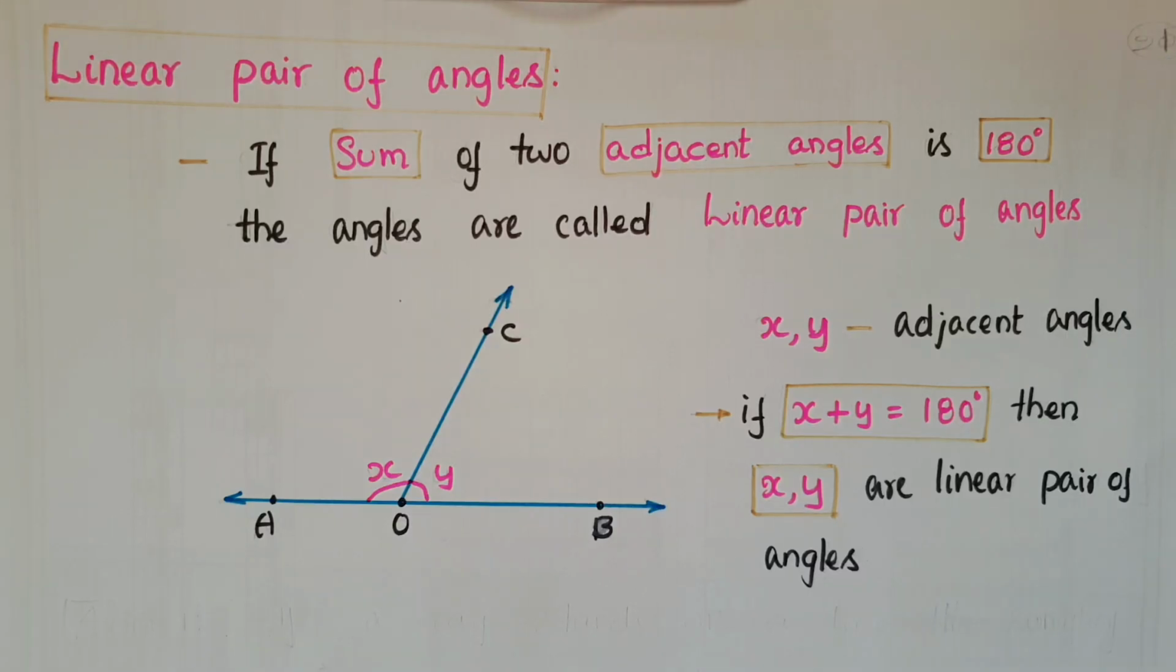Now I am going to tell about linear pair of angles. Just now we have learned that if a ray stands on a line, then two adjacent angles are formed whose sum is 180 degrees. So these adjacent angles are called linear pair of angles. So the sum of linear pair of angles is 180 degrees. So here x and y are linear pair of angles and x plus y is equal to 180 degrees.